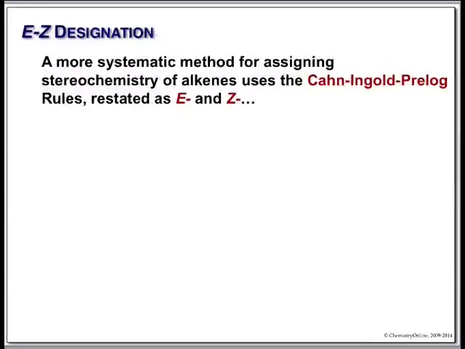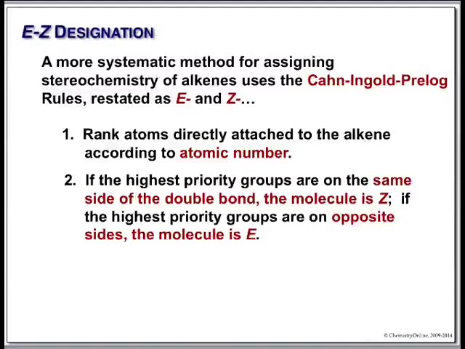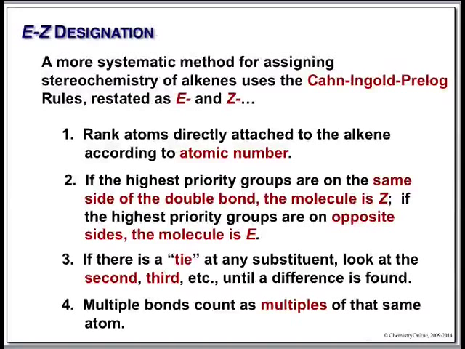Fortunately, in Chapter 5, we learned a set of rules, didn't we? They are called the Cahn, Ingold, Prelog rules. And we're going to use those same rules. So you learn them once, you get to use them twice. You're going to use the same rules for stereochemistry on an alkene. I remember the first thing we did was we looked at what was attached, and we looked at the atomic numbers. That was our highest priority, was atomic number.